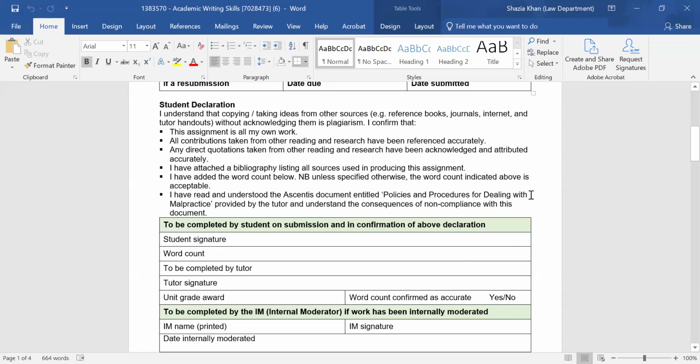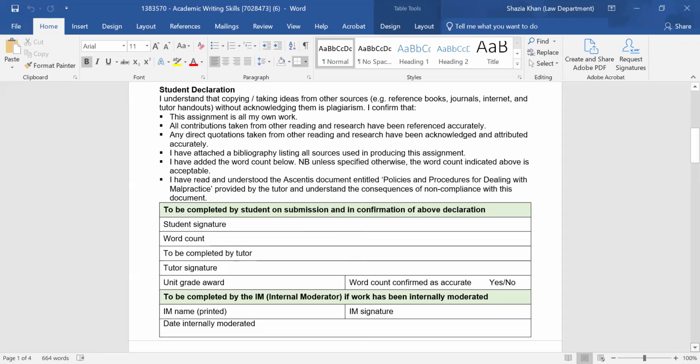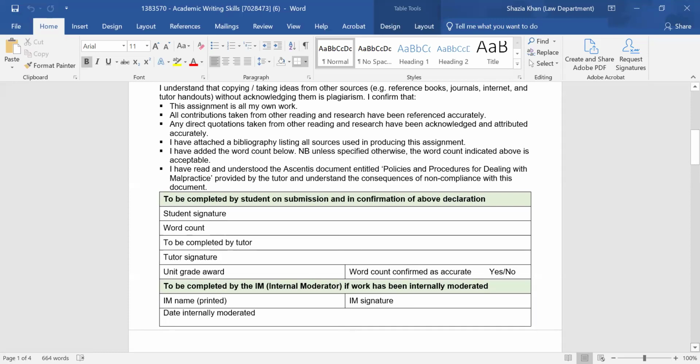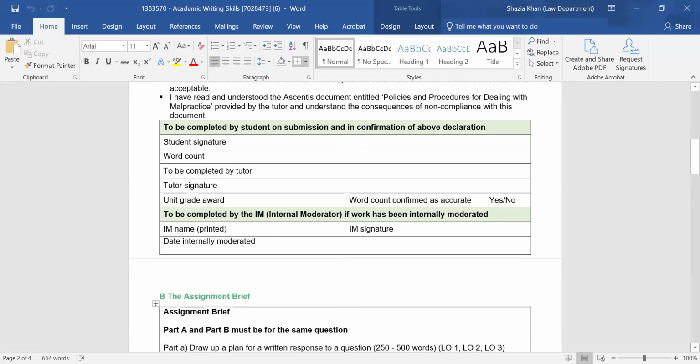I've added the word count below, unless otherwise the word count indicated above is acceptable. I have read and understand the Ascentis document entitled Policies and Procedures for Dealing with Malpractice provided by the tutor and understand the consequences of non-compliance with this document. So this is identifying that you haven't plagiarized any work and you will sign the declaration there. Do you all understand that? Yes. Okay.